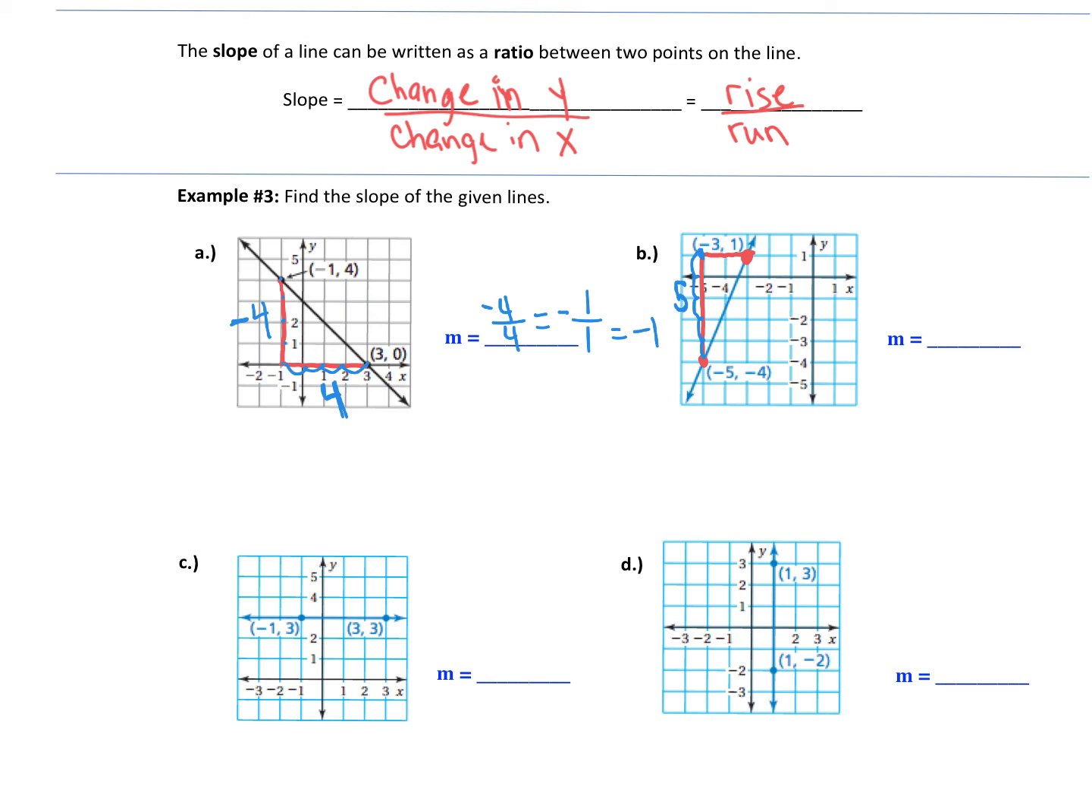And now from this corner here, I have to run 1, 2. So I ran 2. So my rise was 5 and my run was 2. Now we do not want to change our fraction to an improper or to a mixed fraction. We just want to leave it as an improper fraction. As long as we can't reduce it, then it's all done. So our slope for line B is 5 over 2.